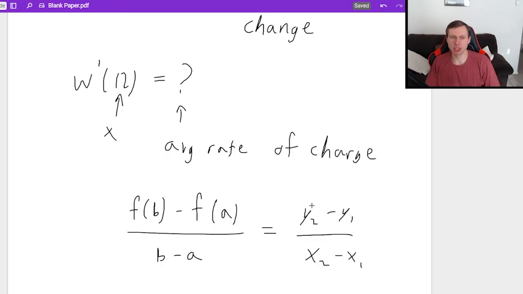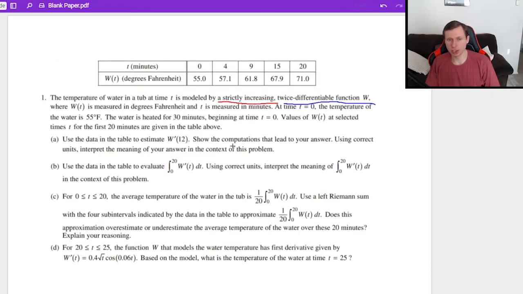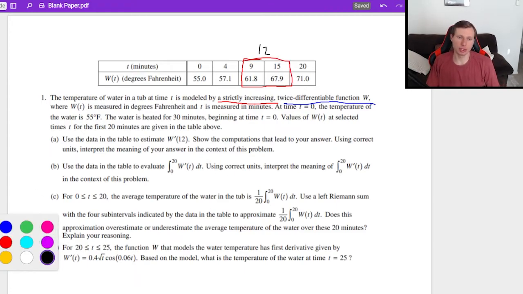And the reason why we're using this, by the way, is because if you look at the question, we want to estimate the value of W prime of 12. In other words, if you want to estimate it, what you're basically doing is saying, hey, 12 is between 9 and 15. So if I just imagine these 4 points right here, making a straight line between 9 and 15, that's what they want you to do. Even though they don't tell you that, that's what they want you to do.